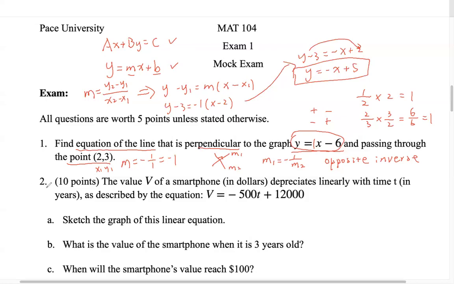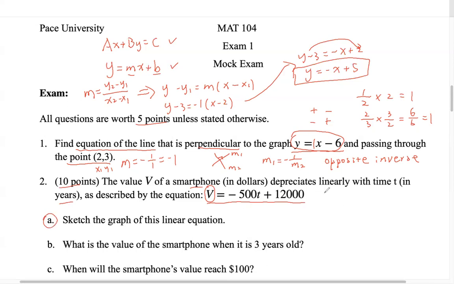Okay, let's see number 2. So the first one is 5 points. The second one is 10 points. The second one, we're given an equation, right? This equation V represents the amount of money for the smartphone, and T represents the time in years. So given this equation, we are asked to first sketch the graph of this equation.